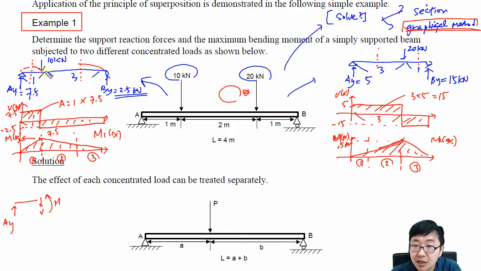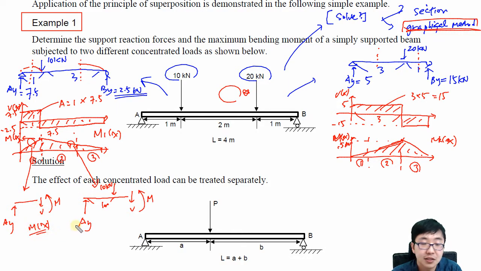So this is the left hand side, and on the right hand side there should be AY applied, and we cut it here so that we get V and moment, but we have 10 kilonewton at 1 meter. So this will be like this part, and this part will be like that, so that you can get the moment functions. And this is also the same, that way you can get it.